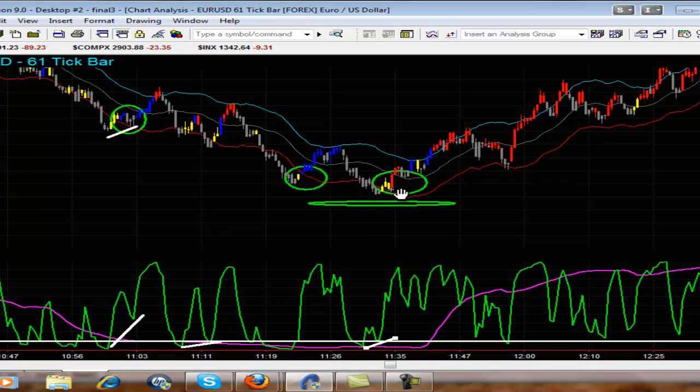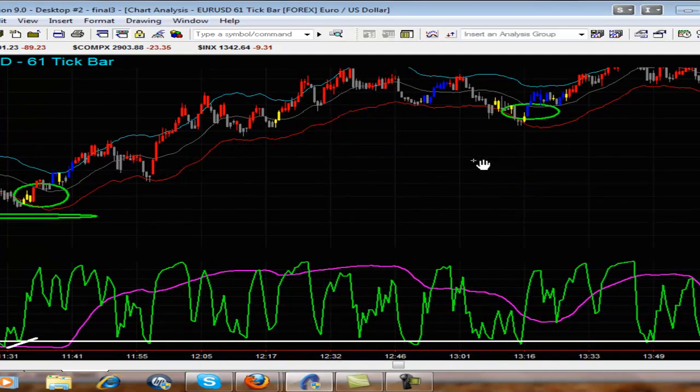A yellow red has much more value in it than a yellow blue. So this is even a better trade than picking up a blue bar here. Doesn't happen very often. Let's keep moving.